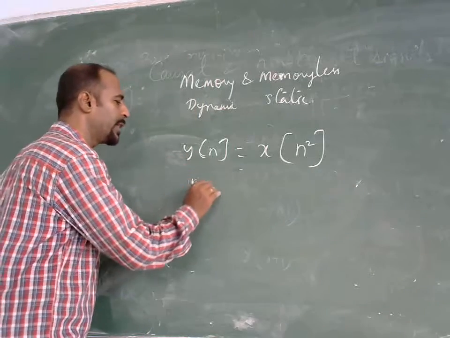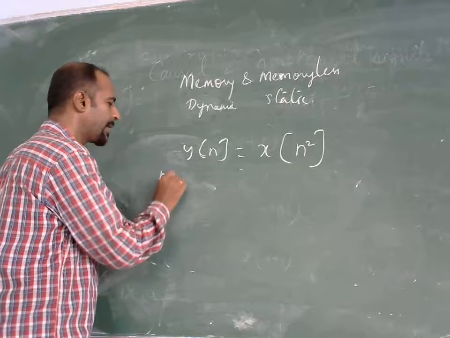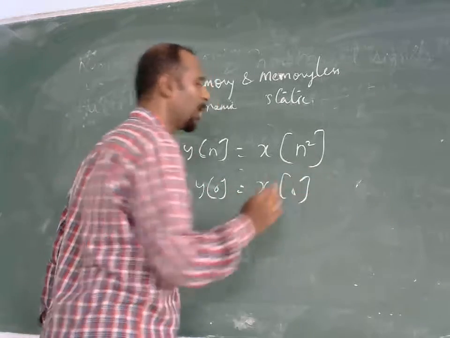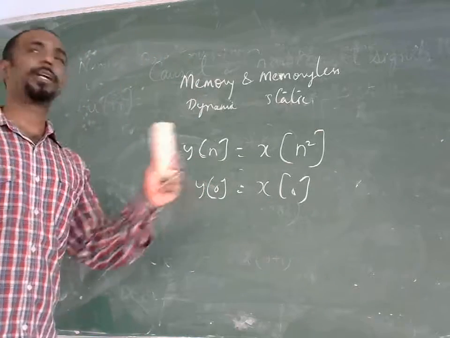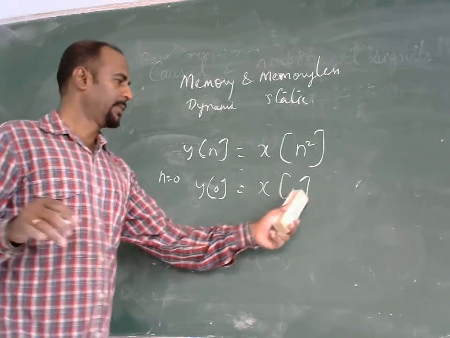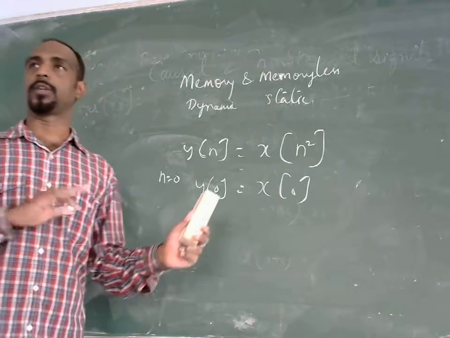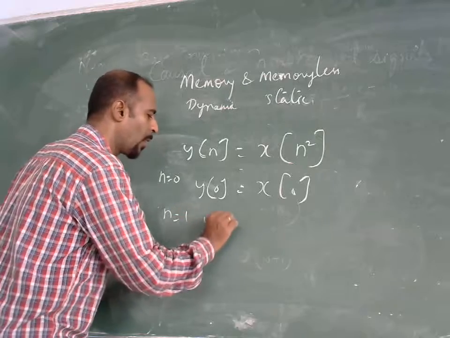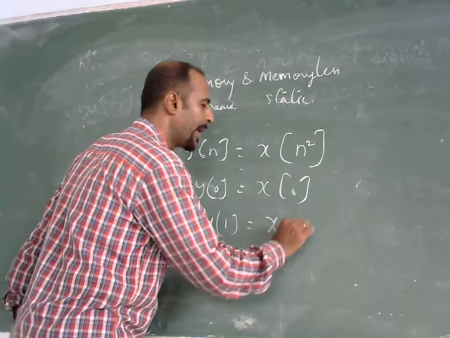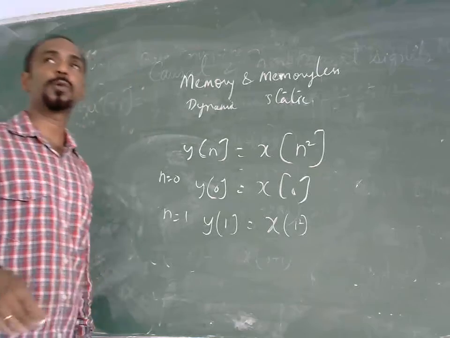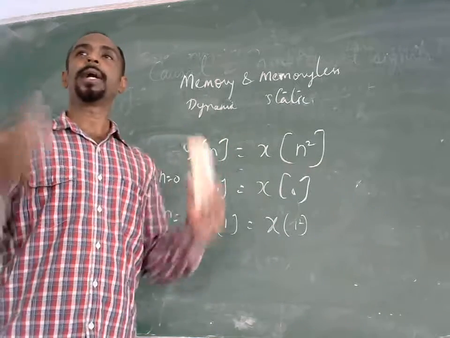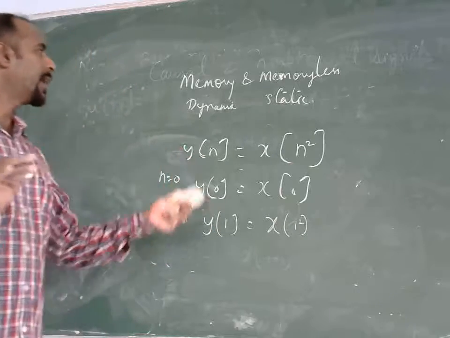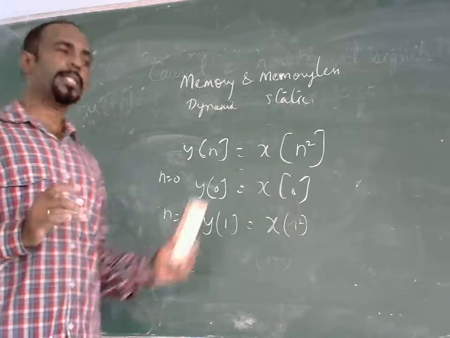Alright. Now let us take n equals 0. y of 0 is equal to what? x of 0. The system does not depend on any other value. It depends on the current value. Okay. Let us take n equals 1. y of 1 is equal to x of 1 square. What is 1 square? It is 1. So therefore, it depends on the present value only. We will happily say it is a memoryless system.